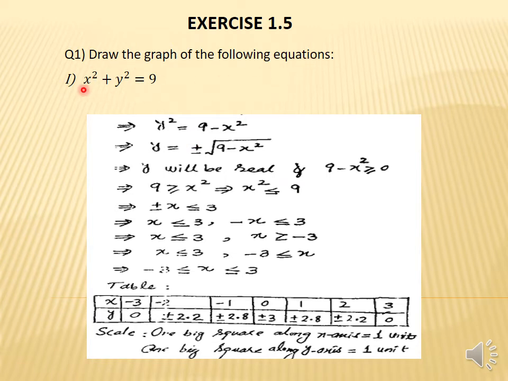Now students, draw the graph of the following equation. Equation number 1 is x square plus y square equals 9. Similarly, y square equals 9 minus x square. Then taking the square root on both sides, you can get plus minus square root of 9 minus x square. And students, you know that a square root is always greater than or equal to 0.